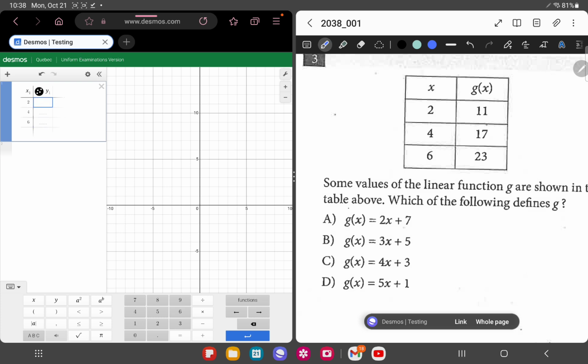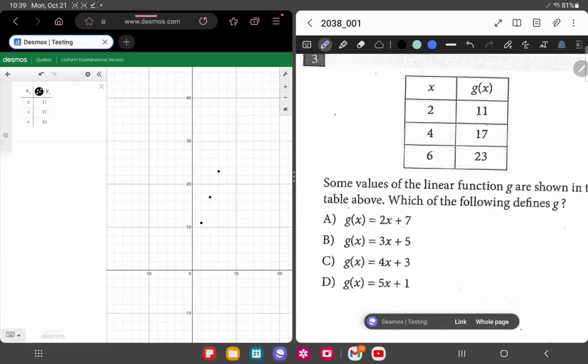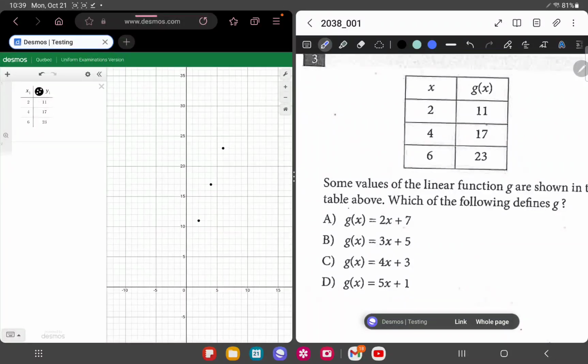On the other side, we're going to go ahead and put the other values. So 11. And then we're going to have 17. And then we're going to have 23. Alright, pretty straightforward. Now you can see over here on my graph, I have the 3 points plotted.